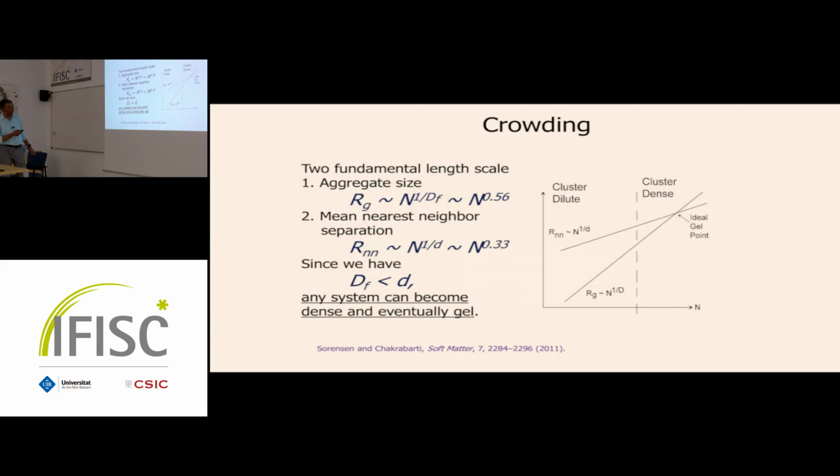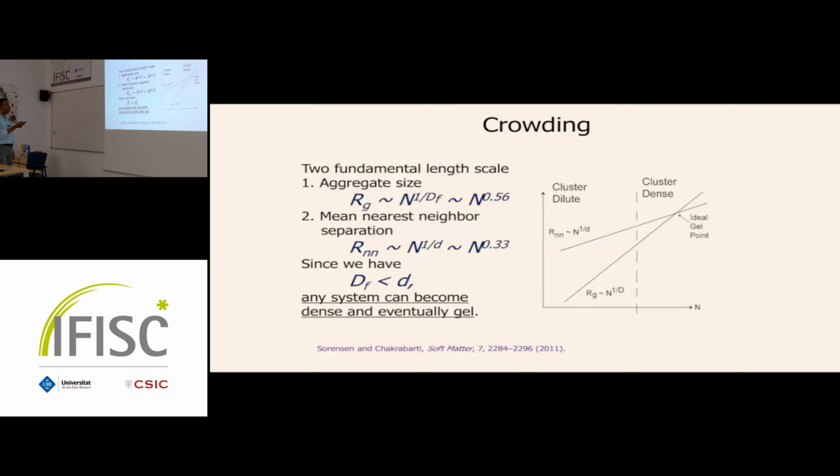Before that, when Rg and Rnn are widely separated, you can call that a dilute phase. In between, when they're comparable, you can call it a cluster dense phase. And then finally, they will meet at one point, which we defined as the ideal gel point. Why is it ideal? Because we do a lot of scaling analysis to come to that point. But usually what happens in real life is that the clusters also have finger-like surface structure and all that. So the real thing could be a little different from that.